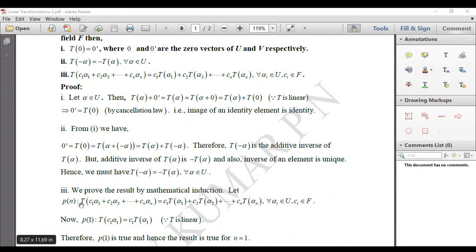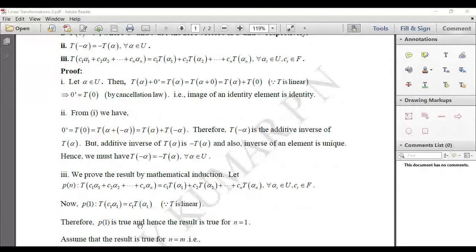In that, we have shown T of C1 alpha 1 plus C2 alpha 2 is equal to C1 into T of alpha 1 plus C2 into T of alpha 2. So we have proved that this result is true for two vectors also. So it is true for one vector. Hence, assume that this result is true for m vectors.